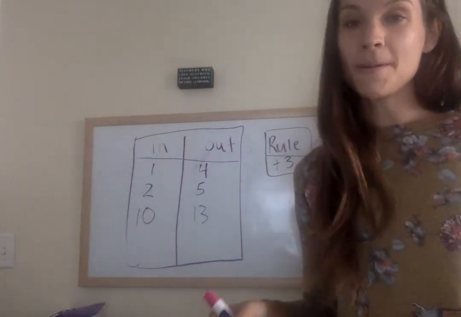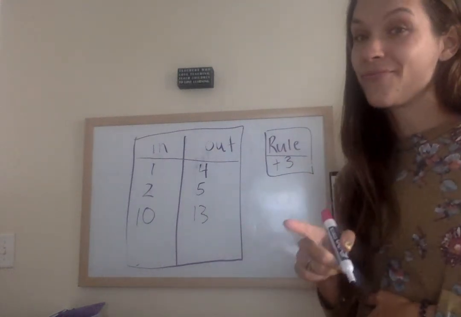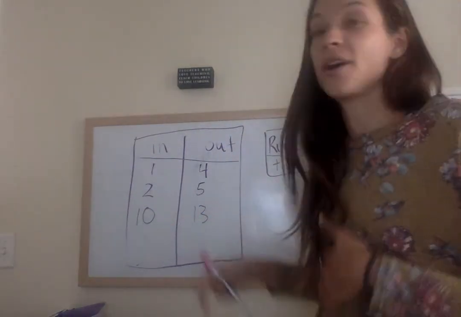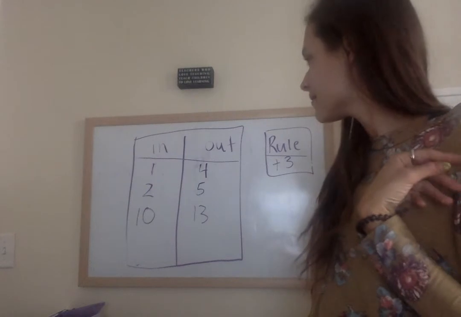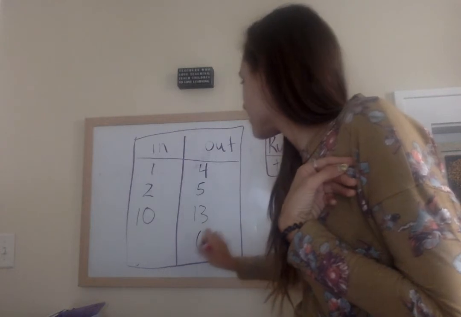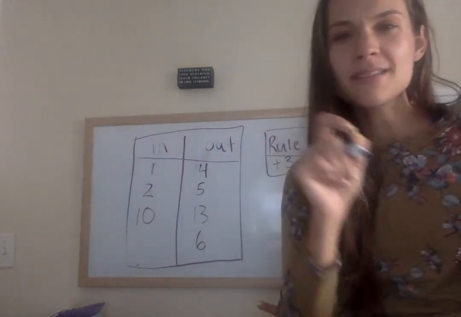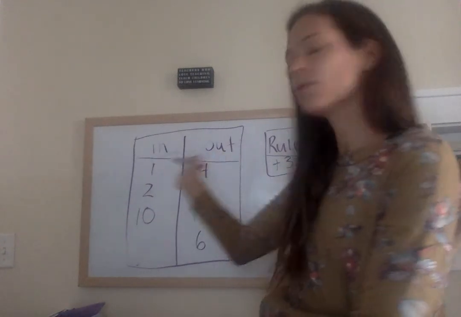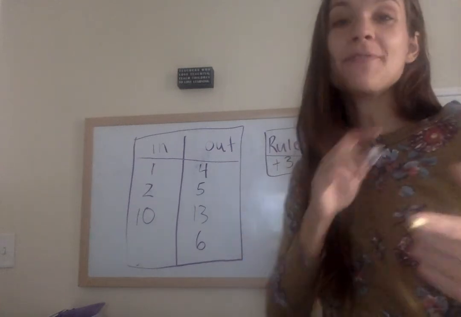Okay, I hope you're ready for a little bit of a challenge. Now, I am going to give you the output, and we're going to talk about how you would find the input. So I'm going to tell you the output is 6. Now we know our rule is plus 3, right? And we were applying our rule to our input. But when we're given the output, guess what? We have to do the opposite.